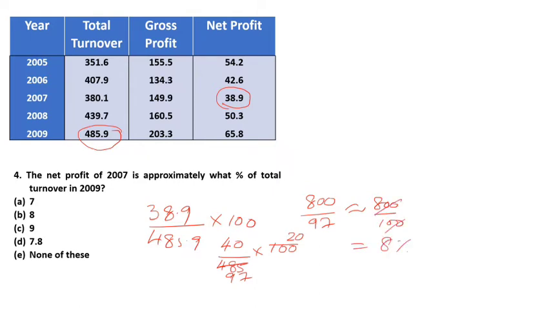So here we have been asked to find out the approximate value. We need not find out the exact value. So the approximate value will be approximately 8%. Okay. So accordingly, you can mark the correct answer as 8%.